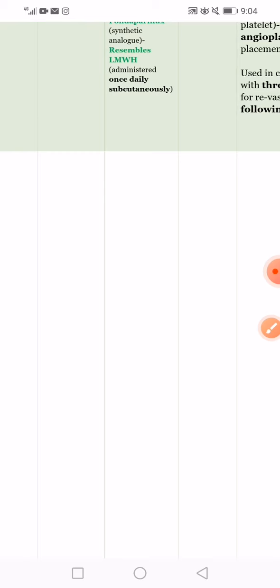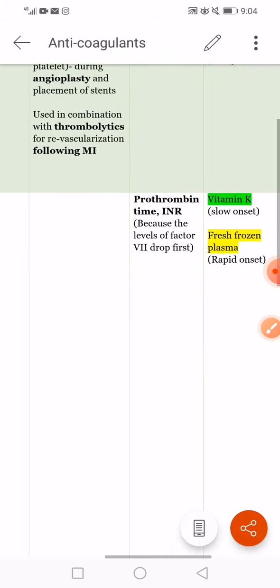How do you think warfarin operates? It basically inhibits an enzyme which is important for the recycling of vitamin K. And in the absence of vitamin K, the vitamin K dependent clotting factors like factor 7, 9, 2 and 10, these are the 4 vitamin K dependent factors, they are not produced.